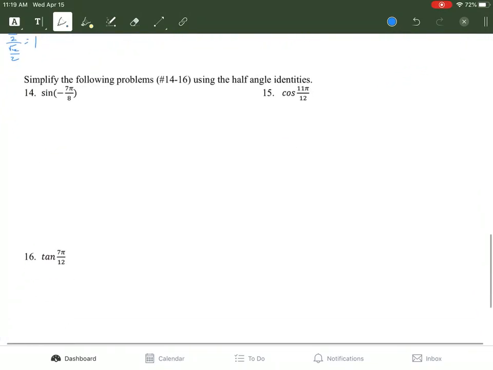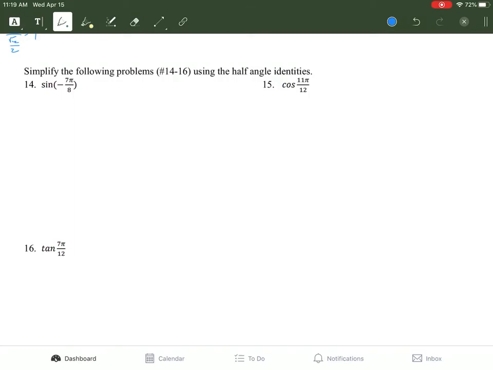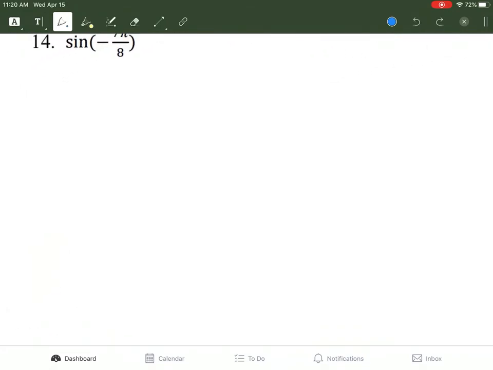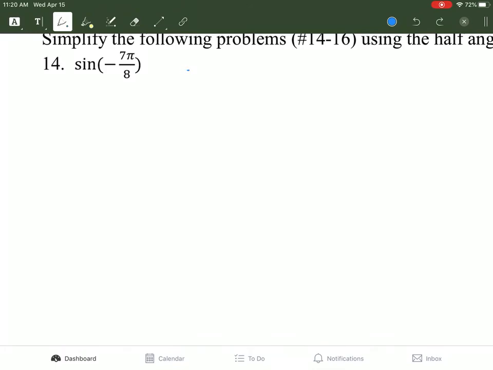Next, we're doing the half angle formulas. Okay. So for the half angle formulas, let's make it bigger. There we go. We're going to take the value that we're given, negative 7 pi over 8. And we're going to multiply that by 2 to get negative 7 pi over 4.